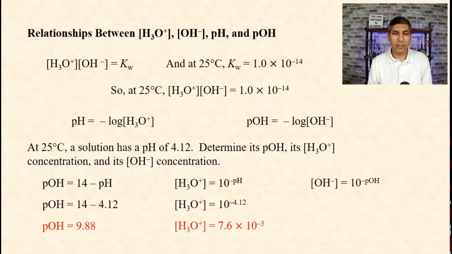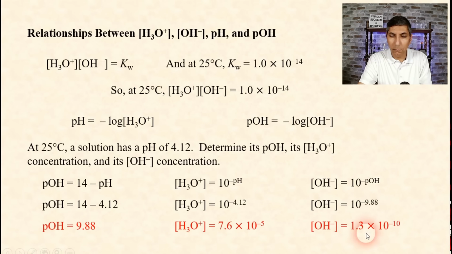Now, the hydroxide ion concentration is done pretty much the same way. It's 10 to the negative pOH power. So we just calculated earlier that the pOH was 9.88. So the hydroxide ion concentration is just 10 to the negative 9.88 power. So that's about 1.3 times 10 to the negative 10th. Now, if you take the hydronium ion concentration and the hydroxide ion concentration and multiply them together, you'll find that the answer is pretty close to 1 times 10 to the negative 14th. Not exactly because of rounding, but it is pretty close.